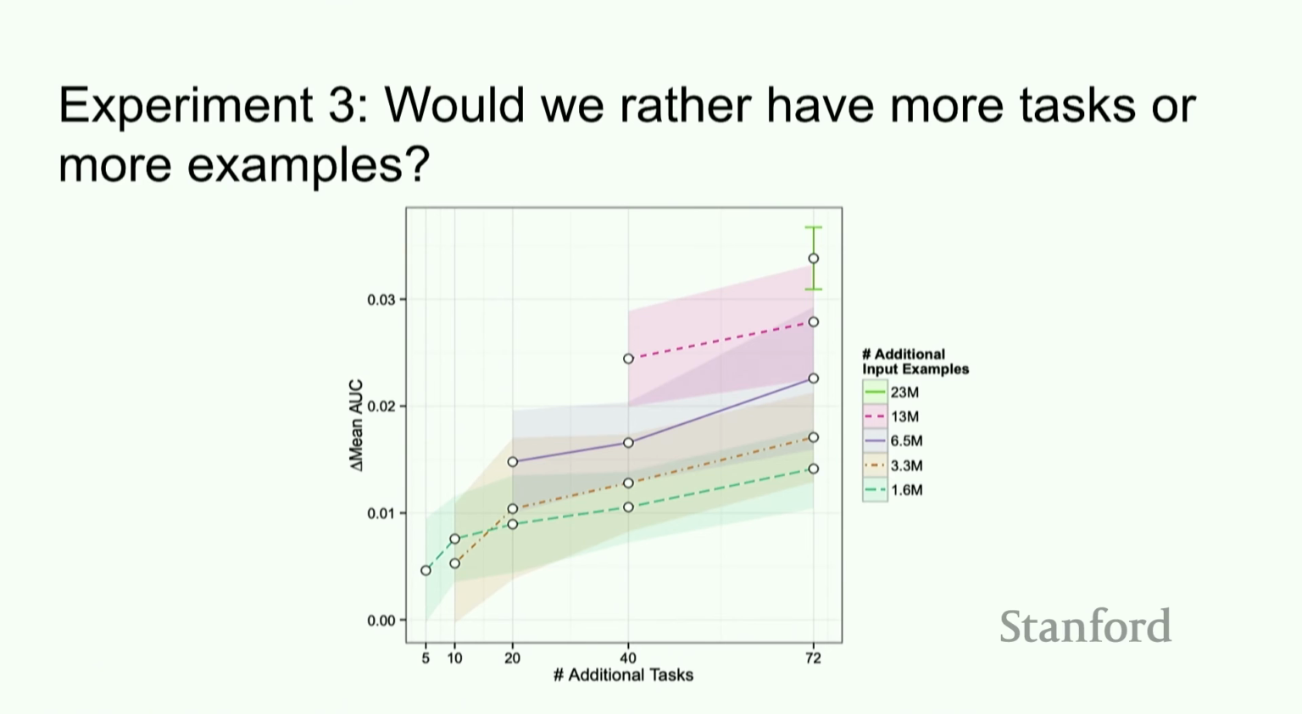So then in experiment 3, they asked, would we rather have more tasks or more examples in our data set? Here, the x-axis is the addition of new tasks, the y-axis is accuracy, and these different colored lines are additional examples in the data set. Basically, they both help kind of orthogonally, and you can see there are trends in both directions as you add data points and as we add tasks, which is what we'd expect.